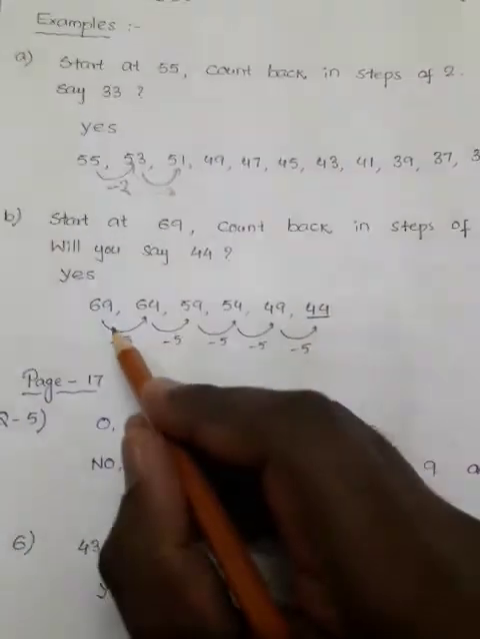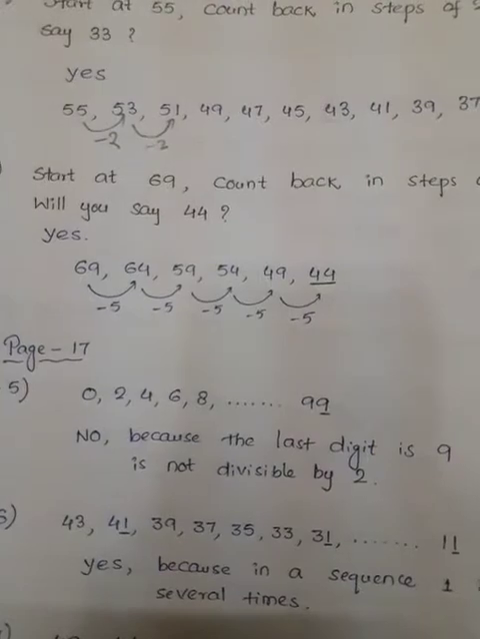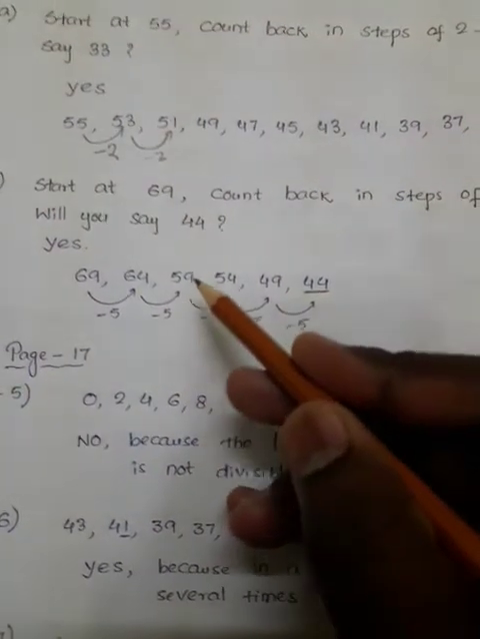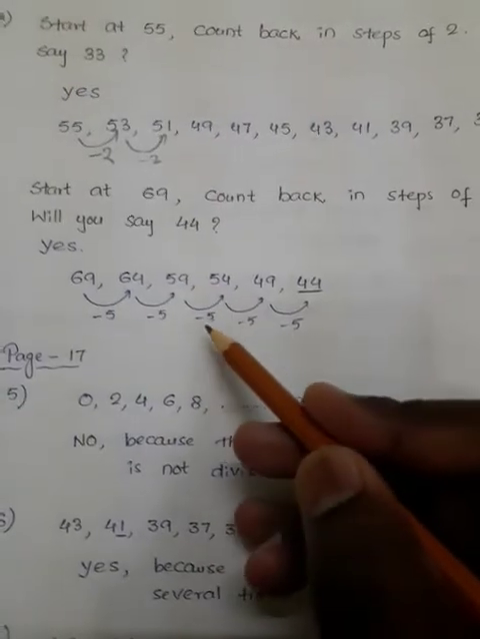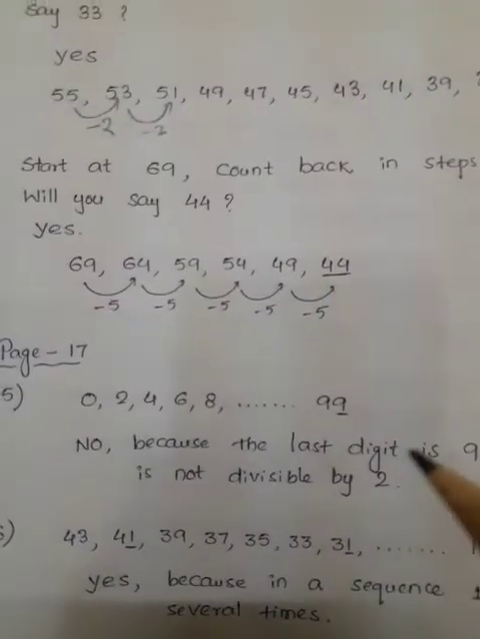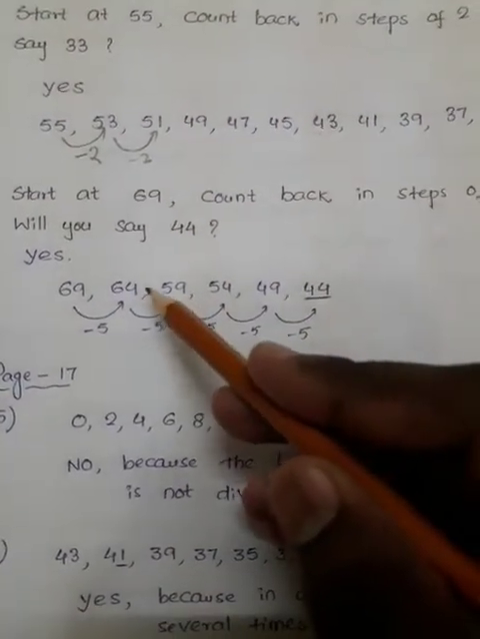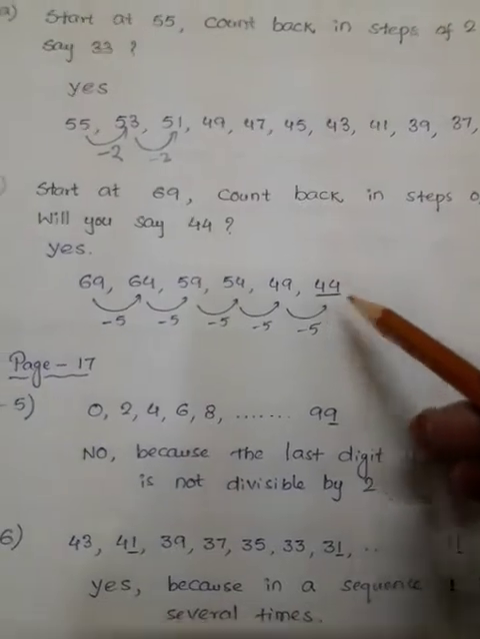So will you say 44? Yes. Why? Because 69 minus 5 is 64. 64 minus 5 is 59. 59 minus 5 is 54. That means in the ones place it is 4 or 9. So 4 also repeats, 9 also, but 4 is there. So 44 is in the sequence.